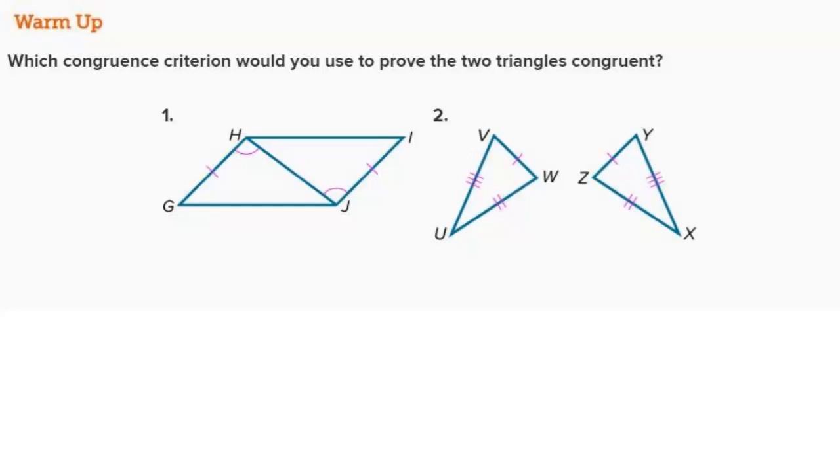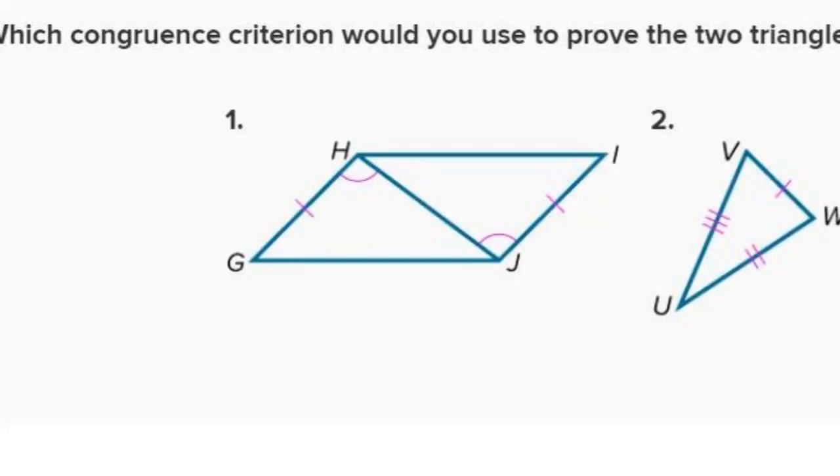So on number 1, how many things are marked on each of the 2 triangles that we are looking at? How many pieces of information are marked for us? We have this triangle right here, and then we have this triangle over here. How many corresponding congruent parts do we have between the triangles?